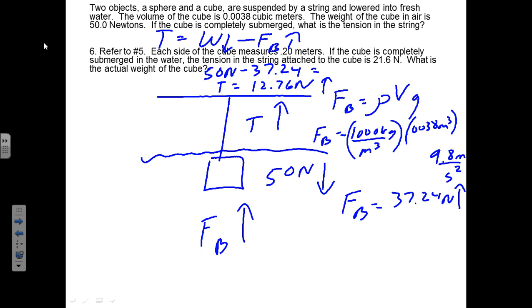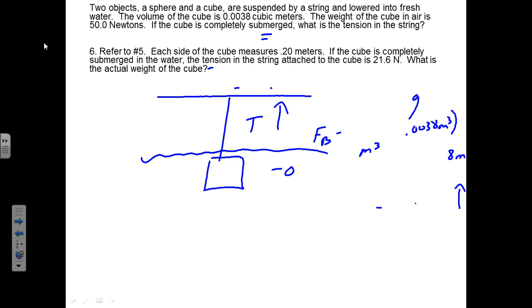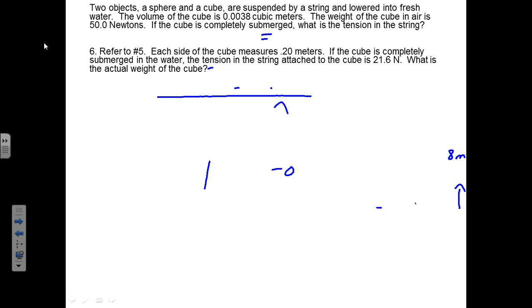All right, we've got one more part to the problem here. What we're going to do in the second part is we're given the dimensions of the cube. The cube's completely underwater. This time we know the tension, but we're trying to find the weight.